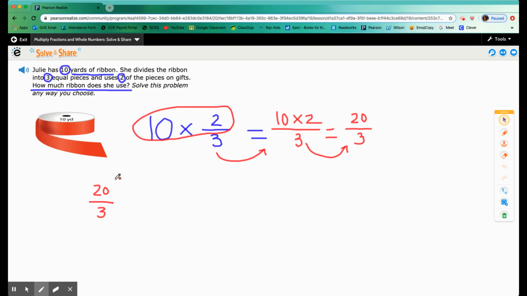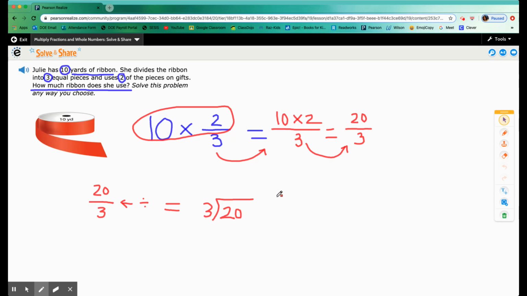Again, we have an improper fraction, or a fraction greater than 1, because the numerator, the 20, is bigger or greater than the denominator, which is 3. So we must divide. Let's change this fraction greater than 1 into a mixed number. We will divide 20 by 3. Does 3 go into 2? No, 2 is too small. So let's go to the next place value. Does 3 go into 20? Yes, 20 is big enough.